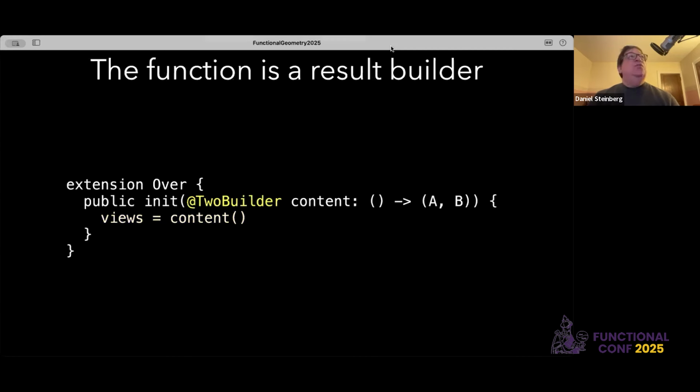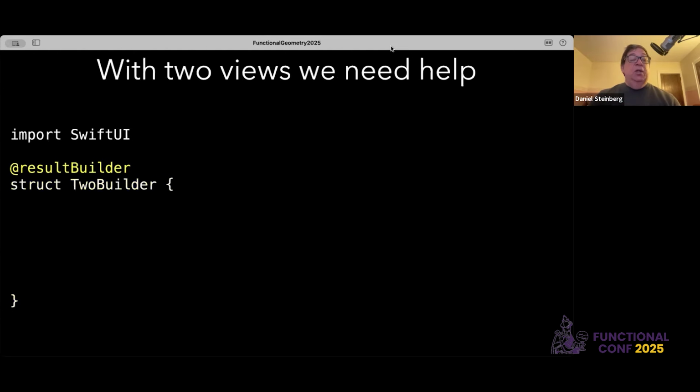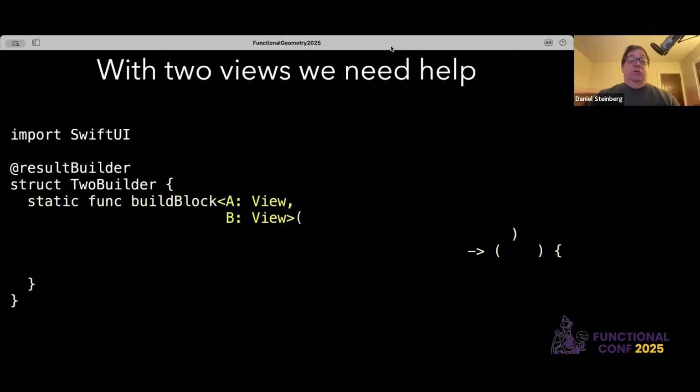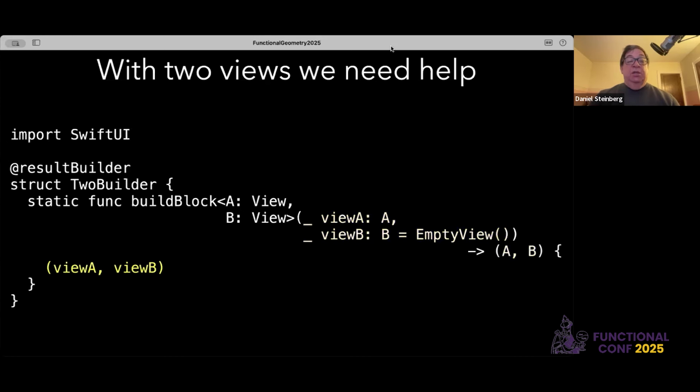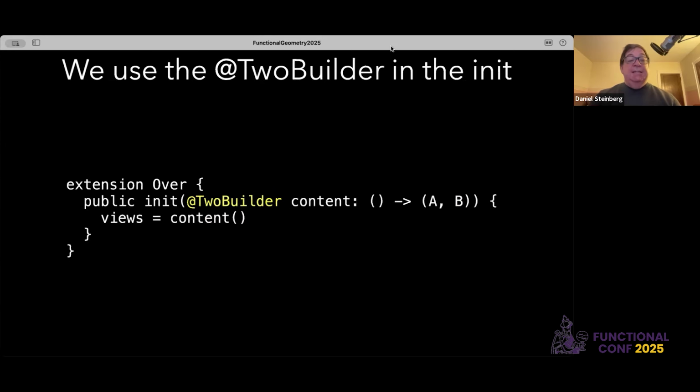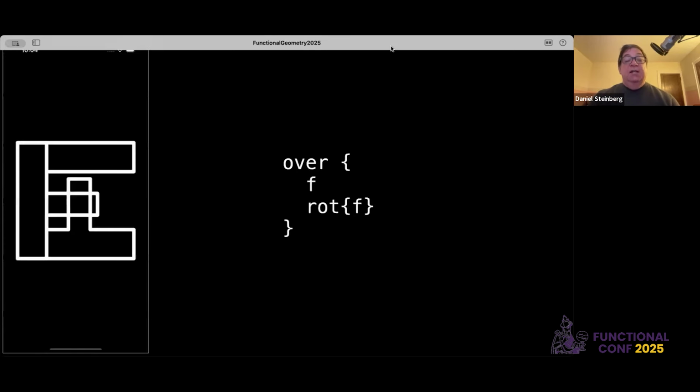And the trick is going to be to use this thing that I'm going to call a to builder. And this is the key to making the rest of this work. It's called a result builder. And so my to builder is a result builder. Every result builder must have a method called build block in it. Might have more than one, but it has to have at least one. And this one is going to take two views. And it's going to accept two views, and it's going to return those two views. It's actually not going to do much, but what it allows us to do if we go back to our init is we're accepting a function, and we bring that function out as our trailing closure, and that allows us to write over with F and rotation of F this way.